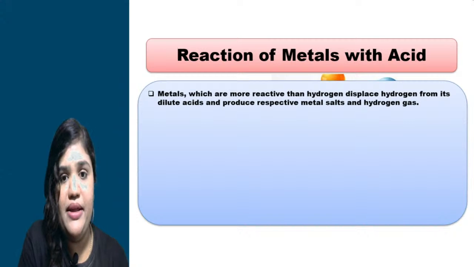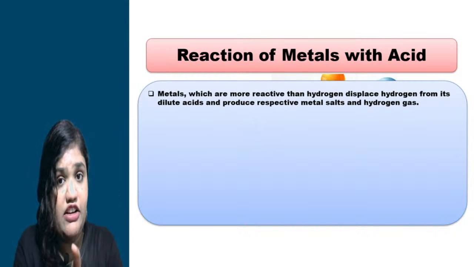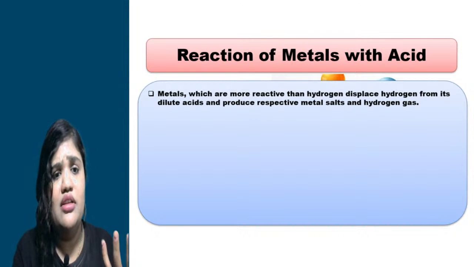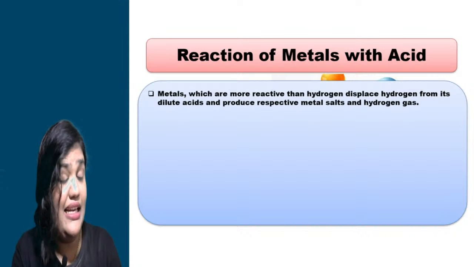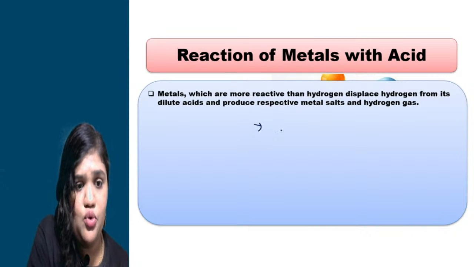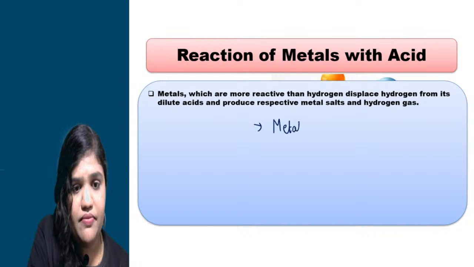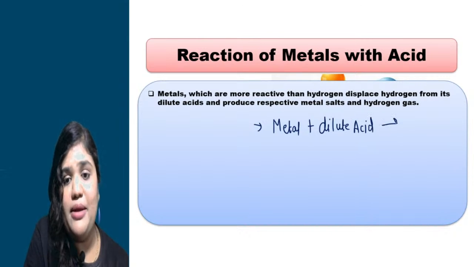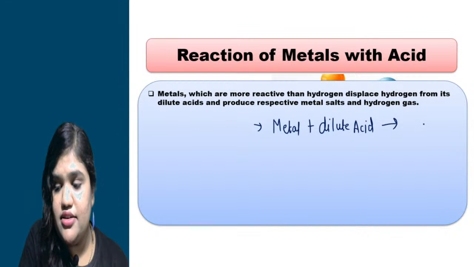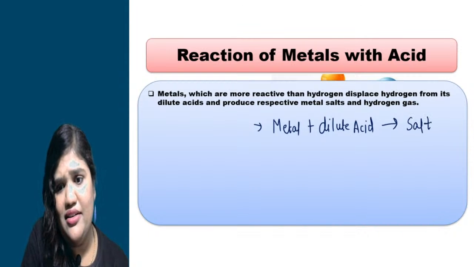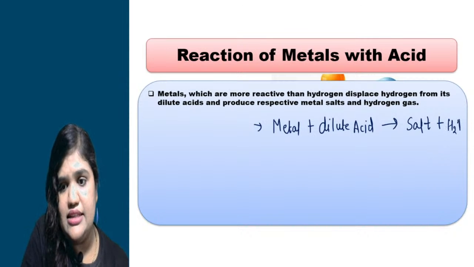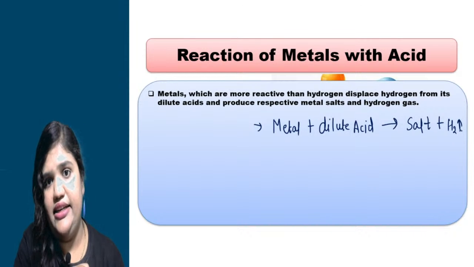So let me create one easy equation for you. From that you can easily understand how to remember the reaction of metal with acid. That will be easy for you. So let me write for you. When metal reacts with dilute acid, there is a formation of metal salt, or we can easily write it as salt, and yes, H2 gas, hydrogen gas. This symbol represents it is gaseous in nature.